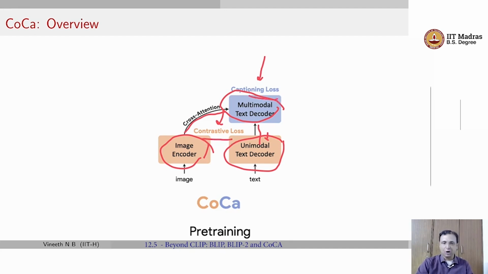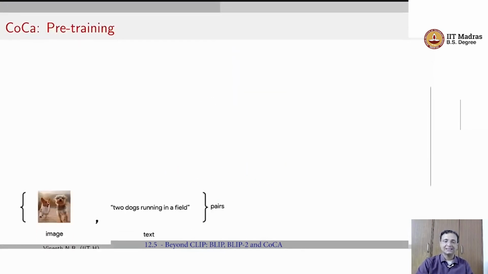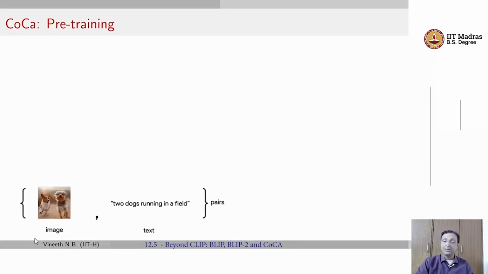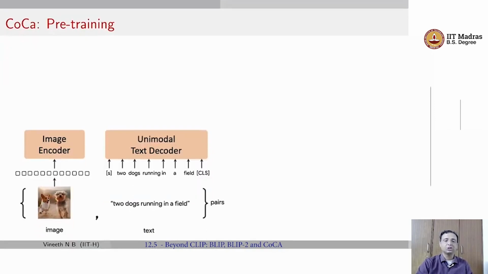Okay. Let's see these components in more detail. This is the overall architecture of their approach, a fairly simple one as you can see, but let's see this in more detail. So in the pre-training stage, they have an image and a corresponding caption. So they have these image text pairs. Okay. They also use positive negative pairs because they use a contrastive loss in their approach.